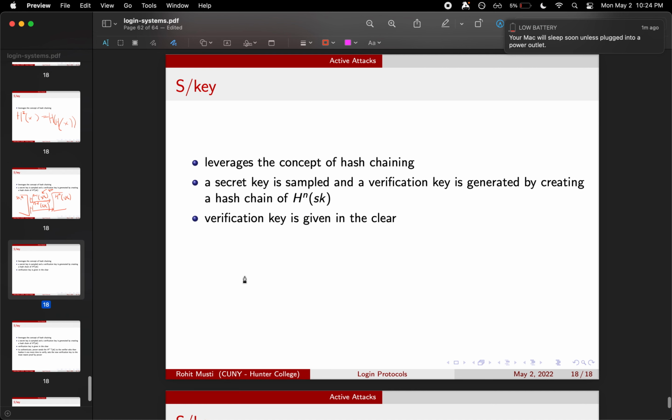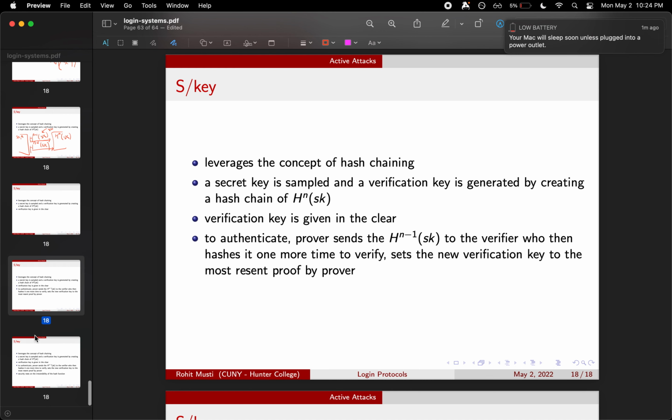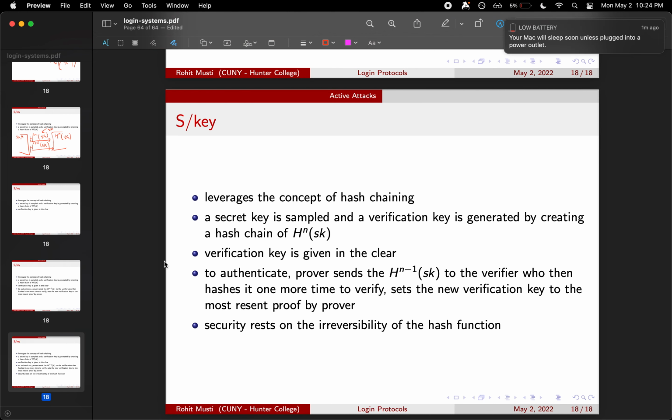So to write that out, the verification key is given in the clear, and to authenticate, the prover sends one previous hash, then the verifier hashes it one more time, and sets the new verification key to the most recent proof by the prover. And the security of this rests on the fact that hash functions are irreversible.